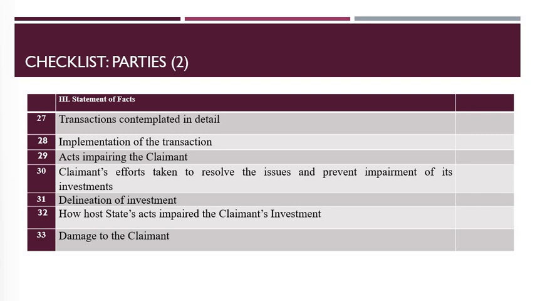29 deals with the efforts of the claimant to resolve the issues and prevent impairment of investments. 30 delineates investments. Serial number 31 states how the state's acts impaired the claimant's investments. Serial number 32 describes the damage to the claimant. With this, we complete four parts of the checklist for invoking arbitration under the ICSID.